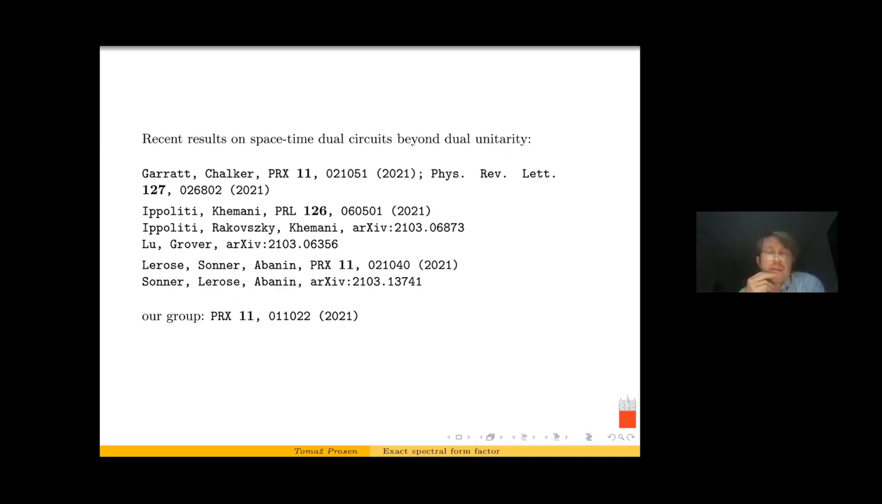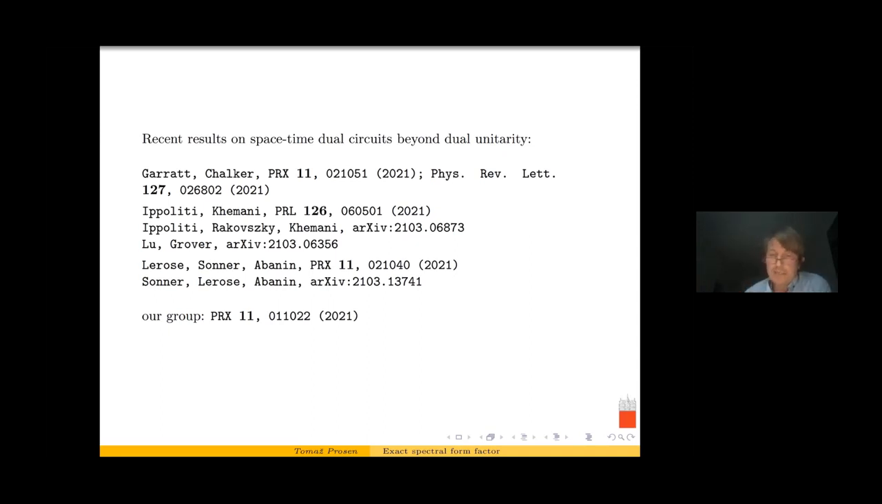And there have been a few papers from the group of Dima Abanin, who looked into the structure of the eigenvectors of the dual transfer matrix in the non-dual-unitary case. These are non-trivial objects and might have non-trivial temporal entanglement, but in some cases this entanglement can be kept under control, and then you can say a lot about this non-trivial matrix.